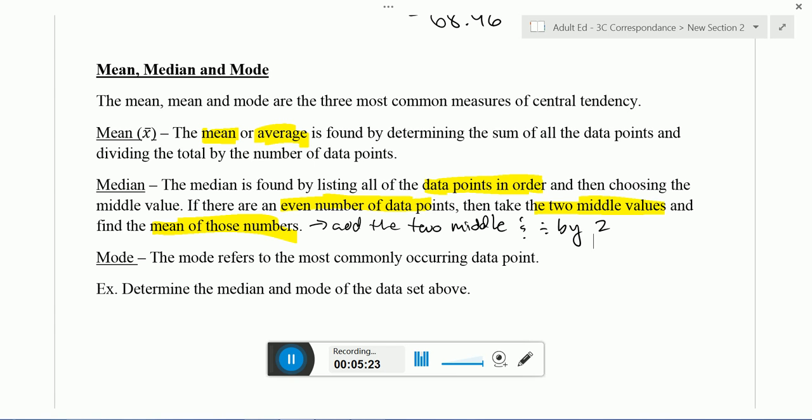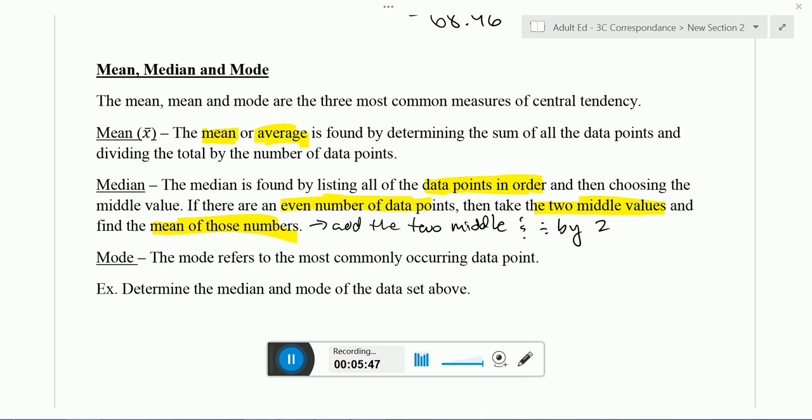A lot of times the mode is one of the numbers in the middle, but it's not always. It could be one of the higher numbers, it could be one of the lower numbers. It really could be any of the numbers. So we call the mode a measure of central tendency, but it's not always a number right in the middle like the average and the median. The mean and the median usually are.